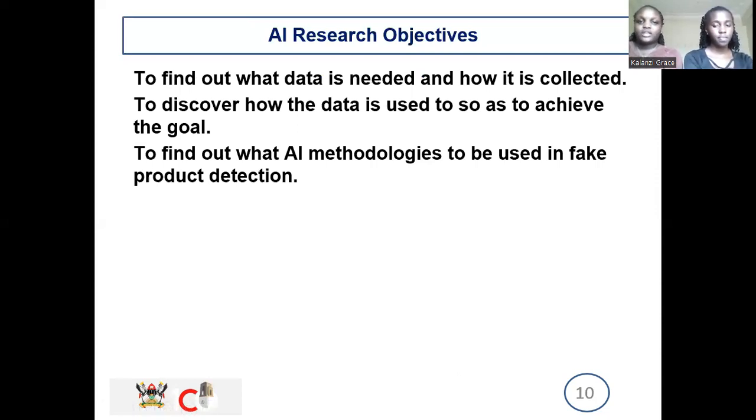Next. Okay. Then the research objectives we were able to have. We were able to find out what data is needed and how we're going to collect it, and then we were able to discover how data is going to be used to achieve our main goal, which is to make the fake product detector. And then we also had to find out the AI methodologies which we shall use in the fake product detection.